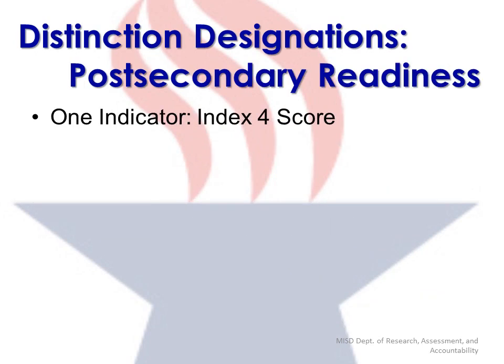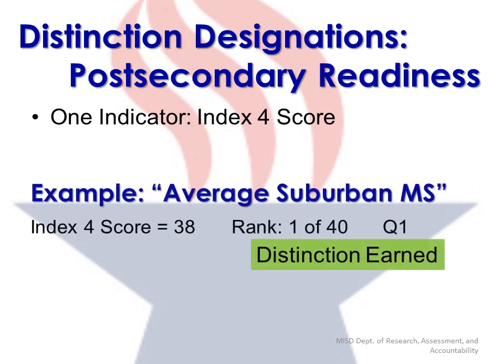The newest distinction available in 2014 is Post-Secondary Readiness, which also has 1 indicator only, the Index 4 score, which for all campuses below the high school level was based solely on the proportion of students meeting the final Level 2 passing standard. Our sample campus, Average Suburban Middle School, had a strong Index 4 score of 38, well above the standard, and it earned distinction with a number 1 ranking in its comparison group.